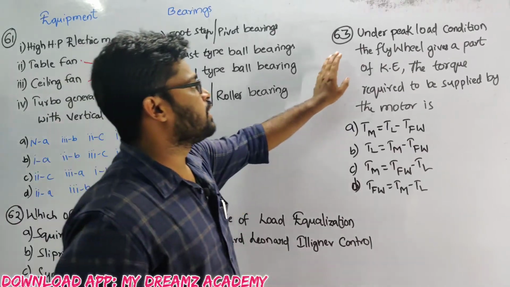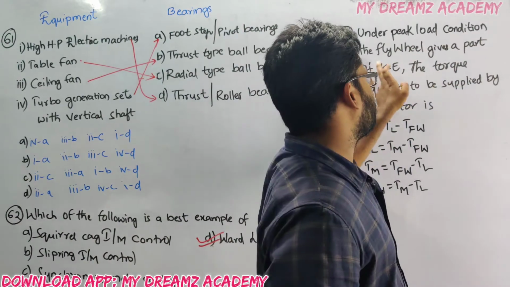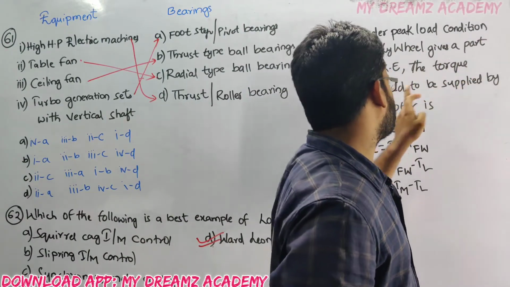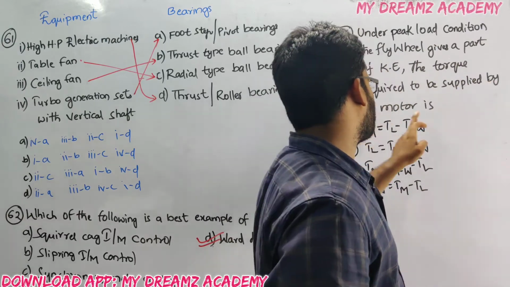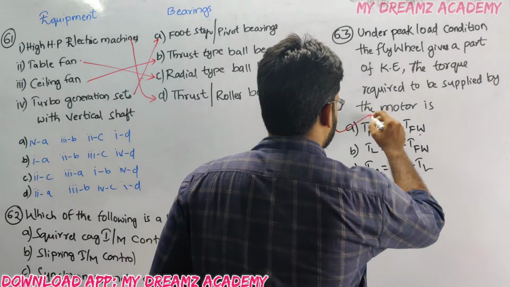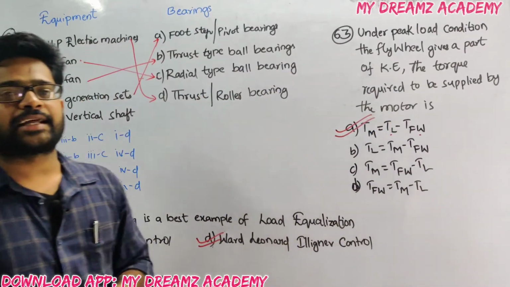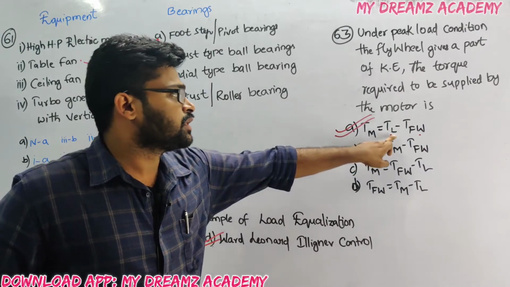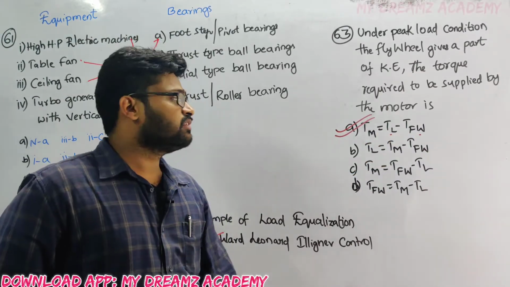Okay, and the next question: under peak load condition the flywheel gives a part of its kinetic energy. The torque required to be supplied by the motor is, the motor torque is equal to load torque minus flywheel torque. Option A is correct. So the motor torque equals the load torque minus the flywheel torque.